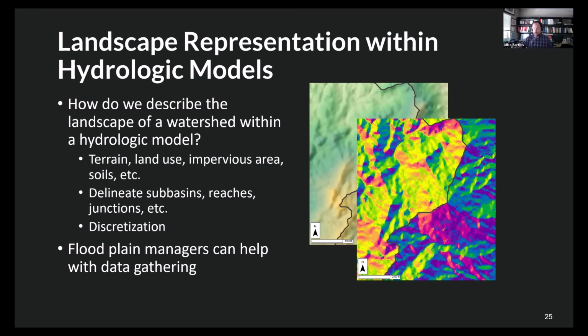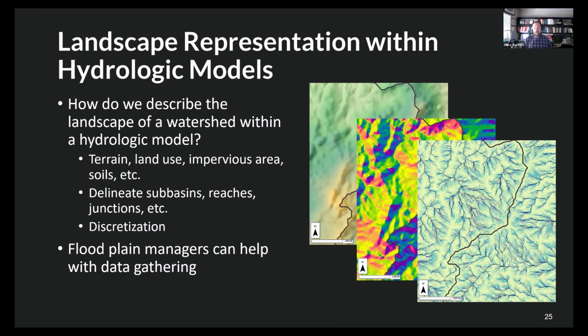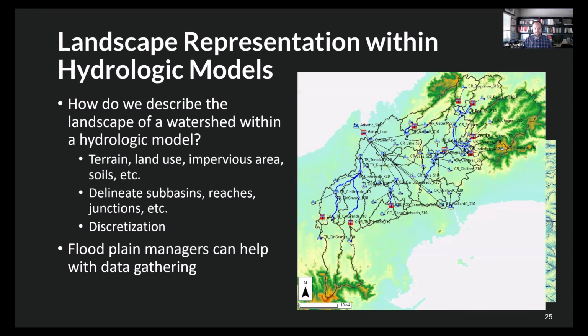So here's an example of taking that terrain data and looking at flow directions. Then I look at flow accumulation processes, and you can start to see how the watershed is taking shape. And given that flow accumulation and the dendritic network, now I can delineate entire watersheds from that.